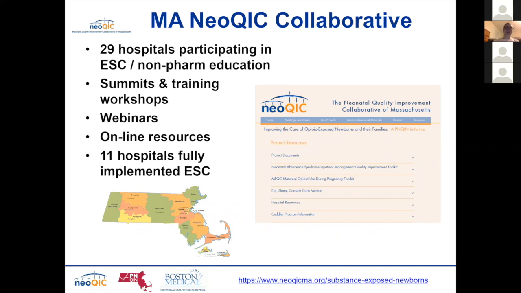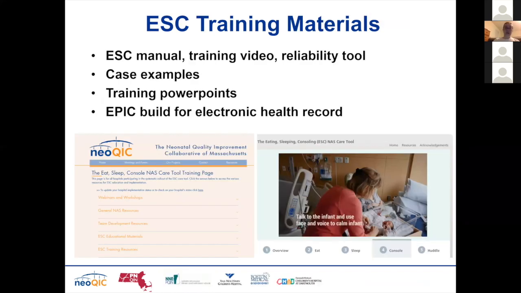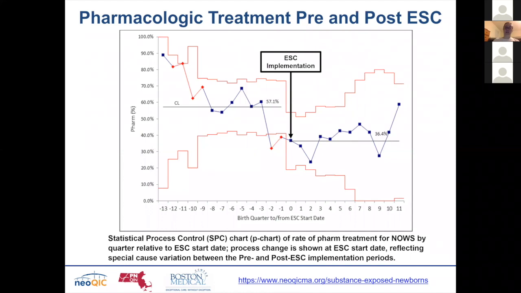So we had 29 hospitals that participated in our education on this topic. We offered a series of summits and workshops as well as webinars. We provided a whole online toolkit for them, and we had 11 hospitals that implemented so far. A number of others are focusing on rooming in and other efforts first before implementing the tool. And we did provide a full training manual, video reliability tool, training PowerPoints, case examples, as well as the Epic build. And these are the results.